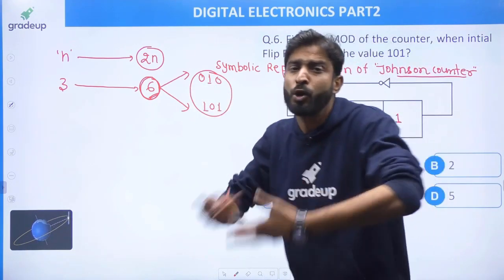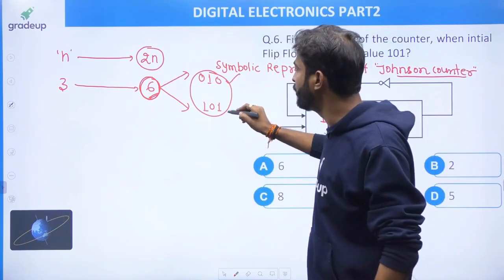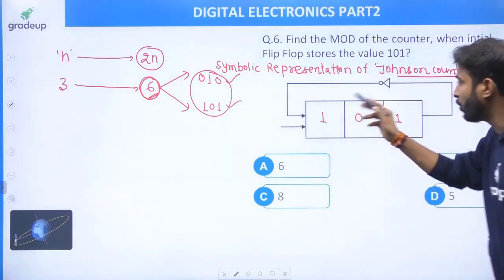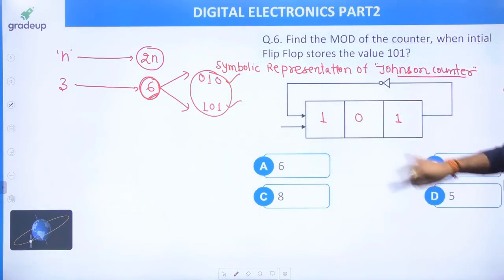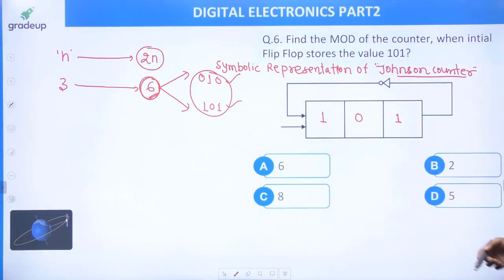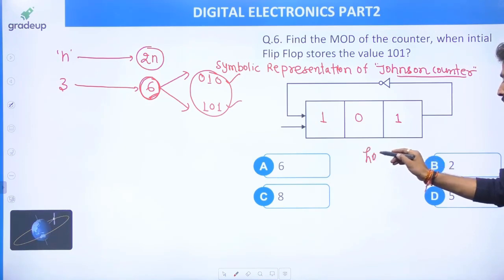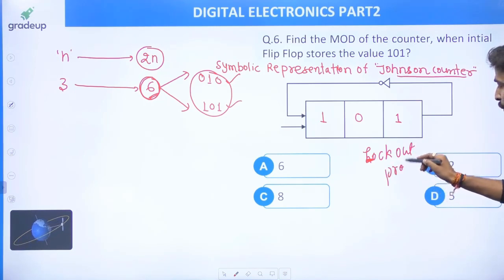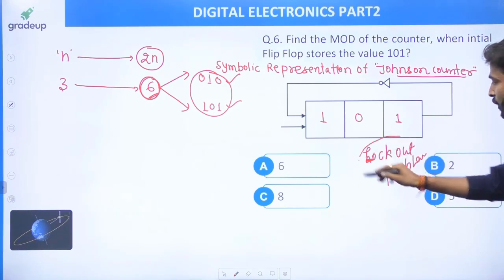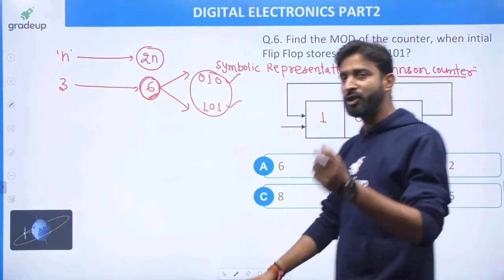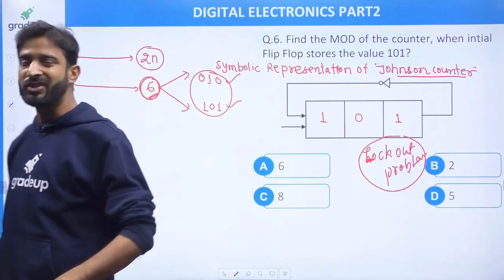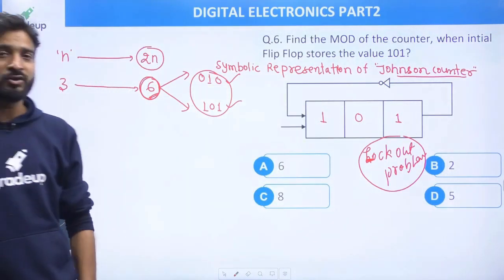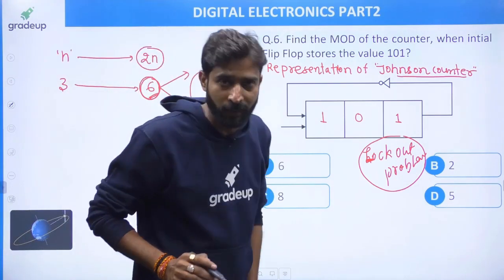Which states are they not using? It is not using 0, 1, 0 and 1, 0, 1. And in the Johnson counter, these unused states can be stored initially. So my dear friend, it is called the lockout problem. L-O-C-K-O-U-T, lockout problem. What is the lockout problem? Whenever the Johnson counter enters into its unused states, it will get trapped in those unused states, and that is called the lockout problem.